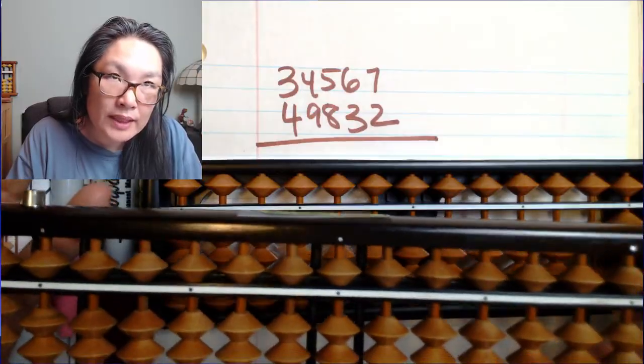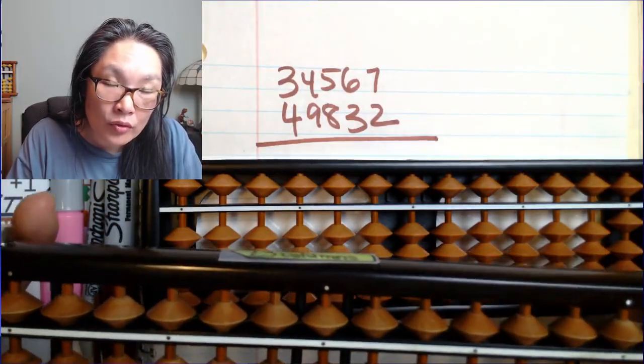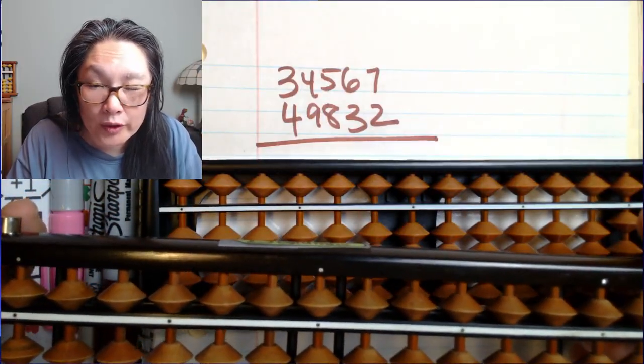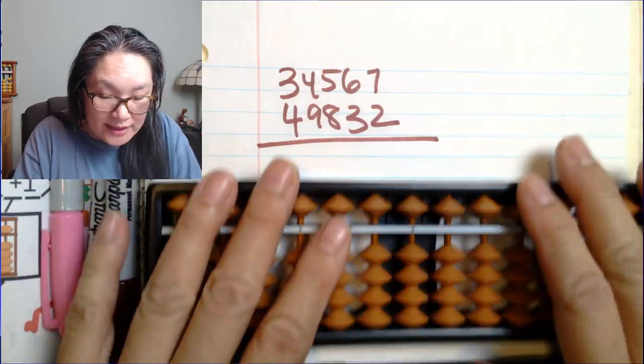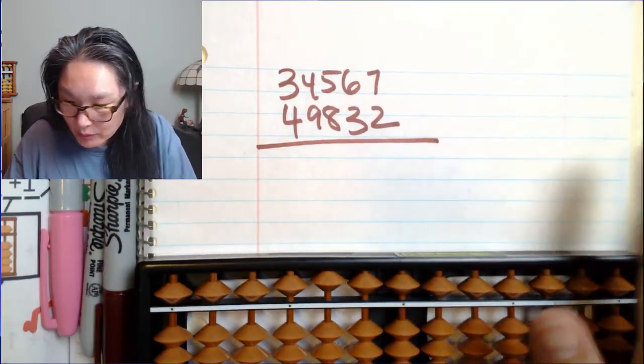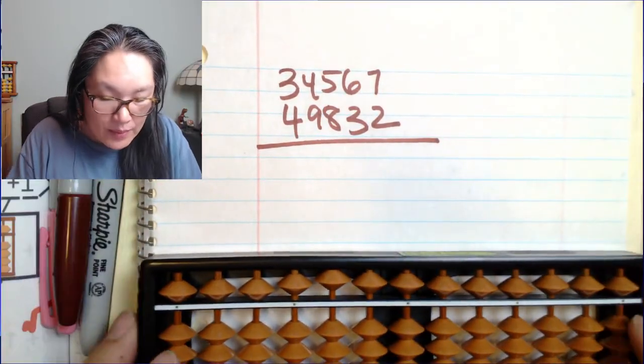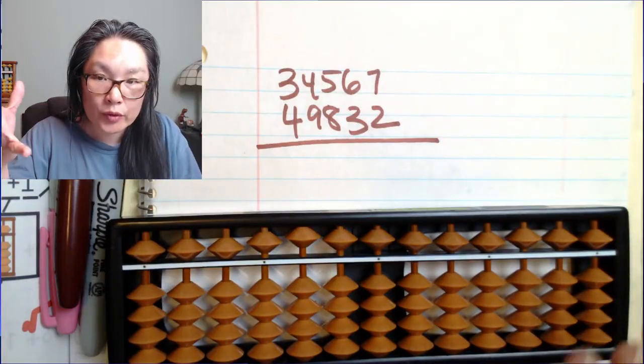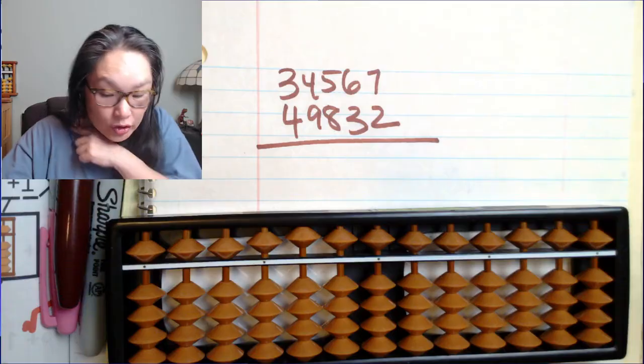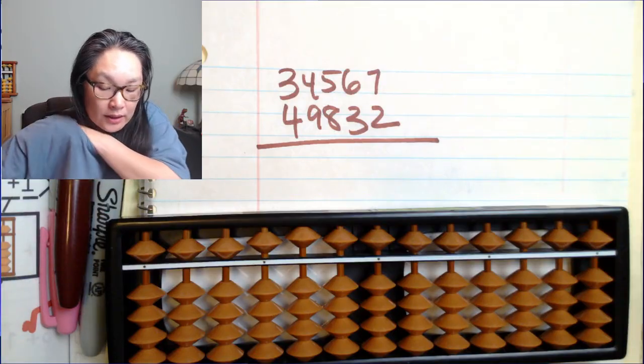So that would be like carrying on or borrowing or grouping or regrouping. So when we do the 10, right, when we do a plus 10, when we understand how to make a 10, making a 10 is actually grouping and regrouping. And it's really quite easy because all you're doing is adding a 10 or taking away a 10.